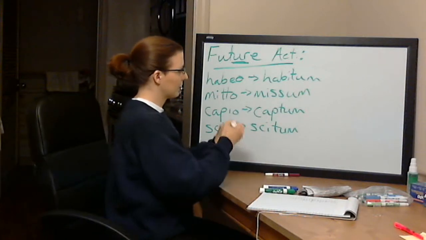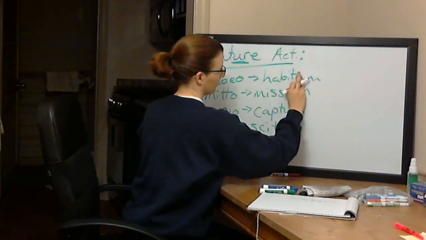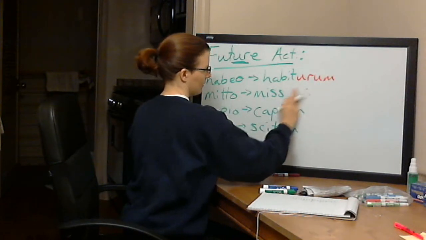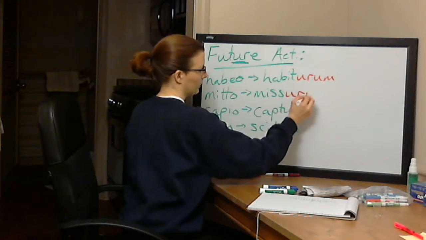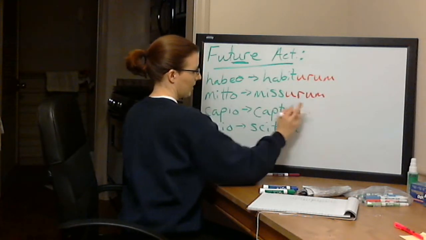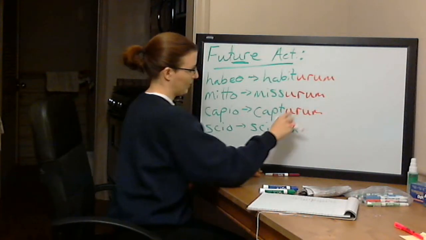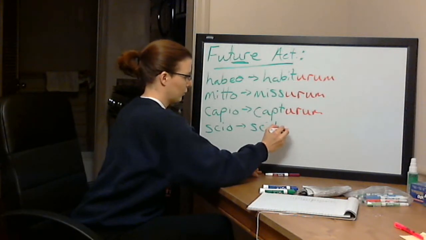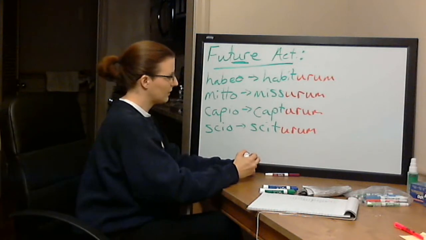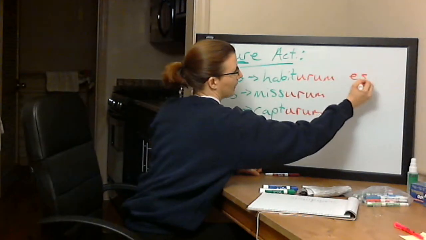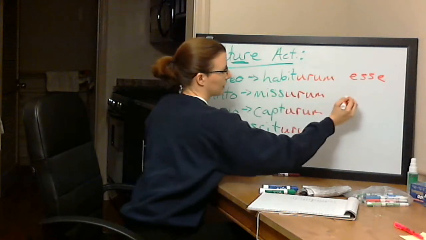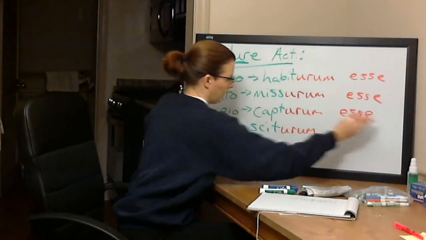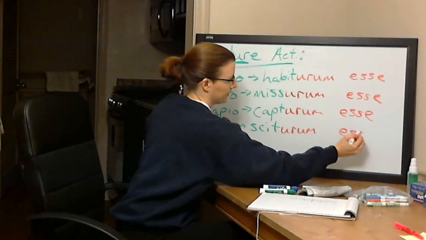So for these, we're just going to put in that UR. So I'm going to erase this and just add to it my habiturum for every single one of them. Missurum. Here's a fun one: capturum. So now we see obviously where we get the English word capture. And scio becomes sciturum. And to each of these, as its own separate word, we just add our esse. And again, missurum esse, capturum esse, and sciturum esse.